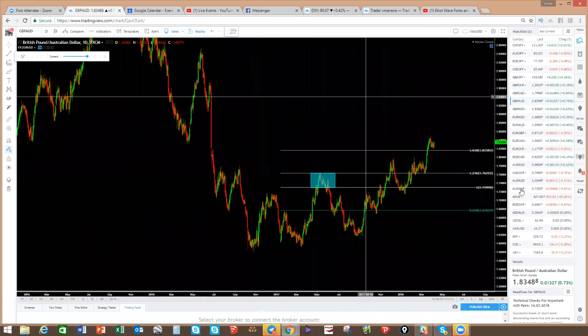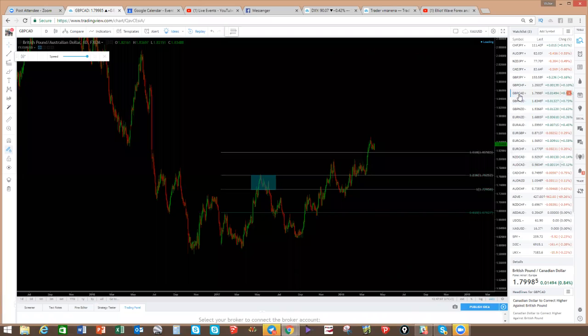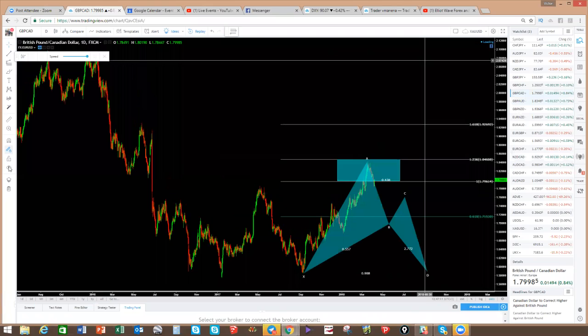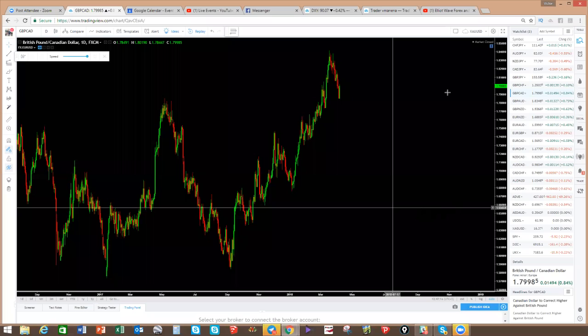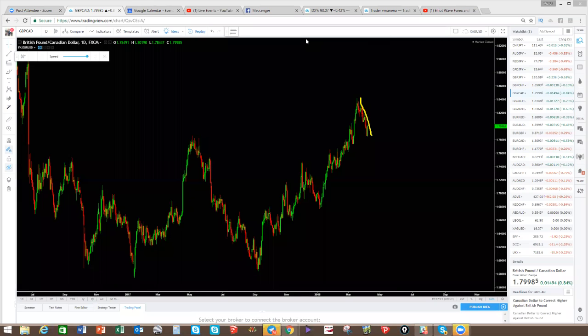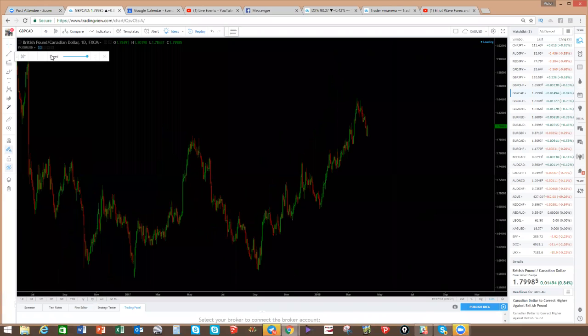Let's go pound CAD and see what we're getting. Let's switch off. Pound CAD on the daily, the move looks impulsive to the downside. Looks strong, like a strong impulse to the downside. So if we get a flag like that, then we may get this move to the downside or all the way down. Okay, but on the 4 hour, it looks a little bit slow.